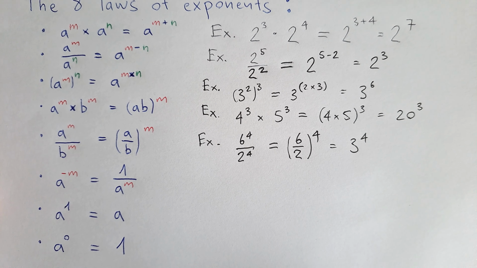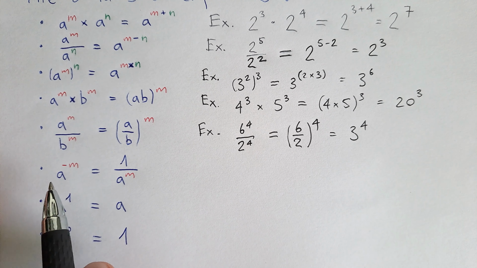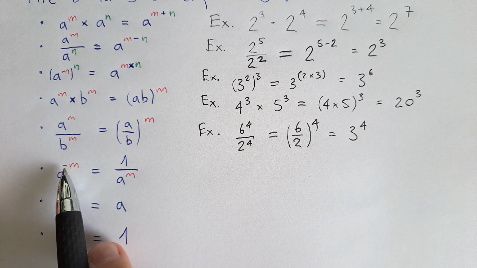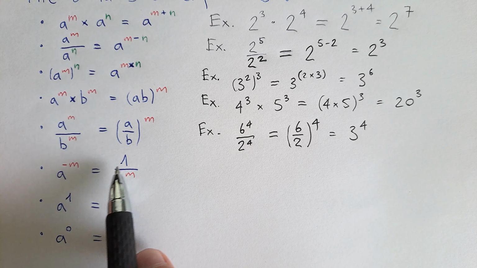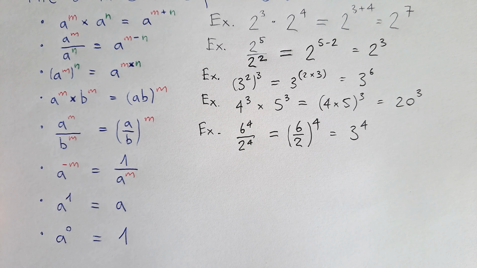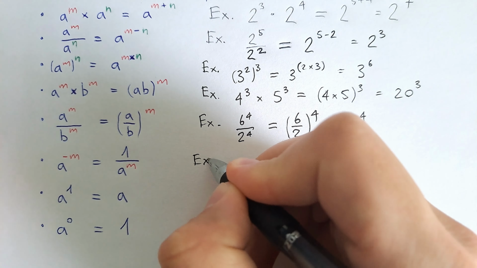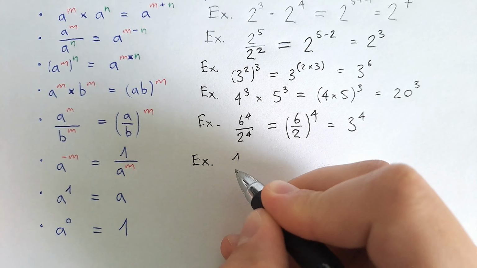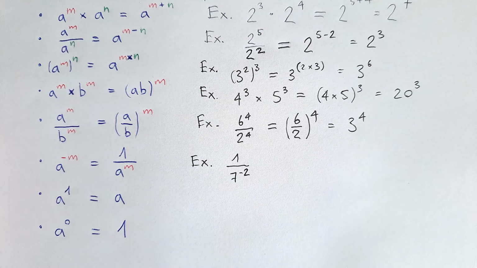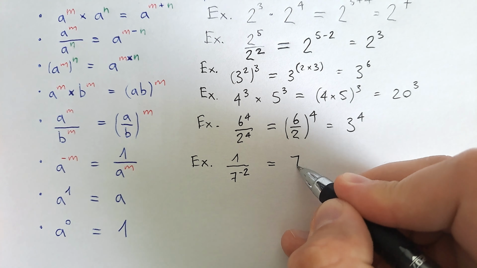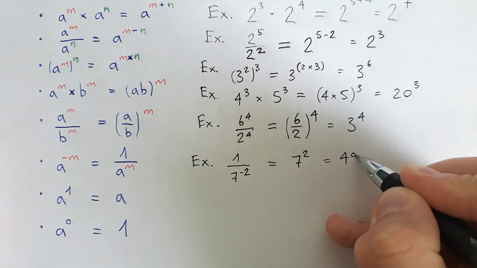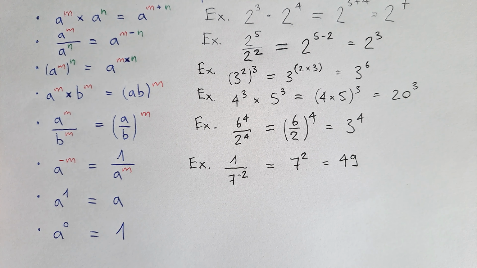Now, what if you encounter negative exponents? Here's the scoop. Flip the base to the other side of the fraction and change the exponent's sign. For example, 1 over 7 to the power of minus 2 transforms into 7 to the power of 2, which equals 49.